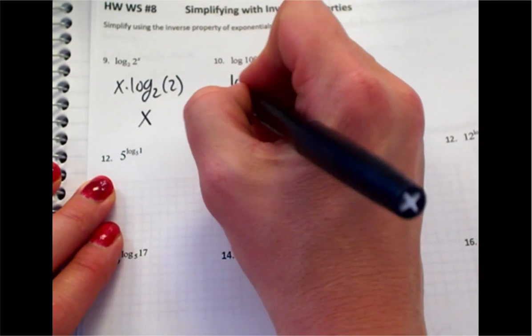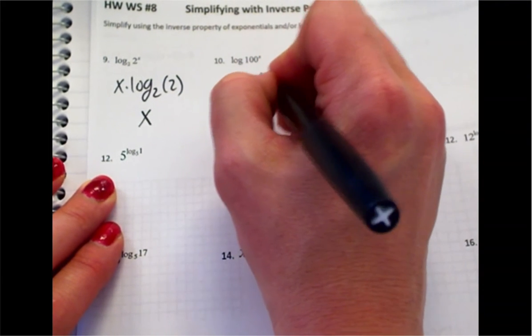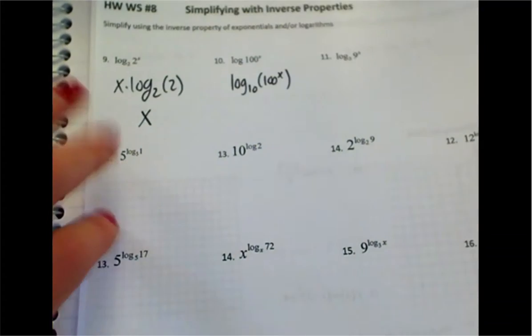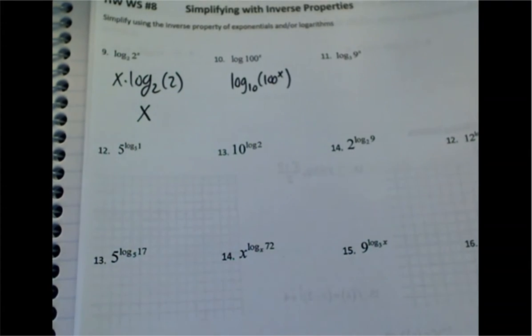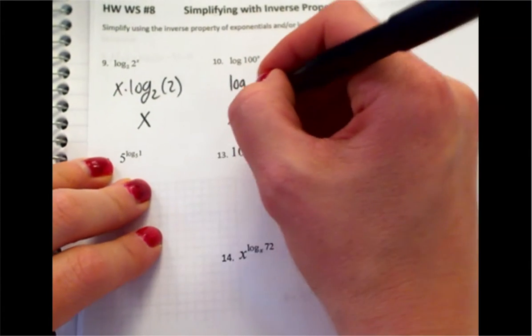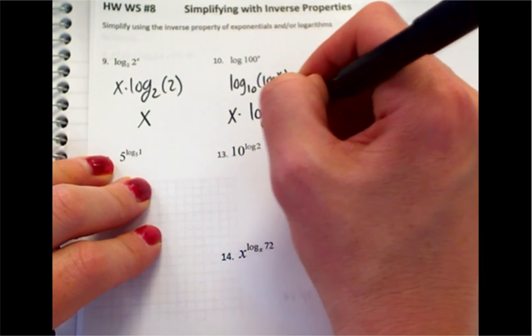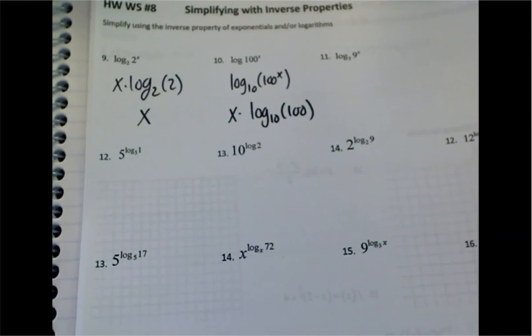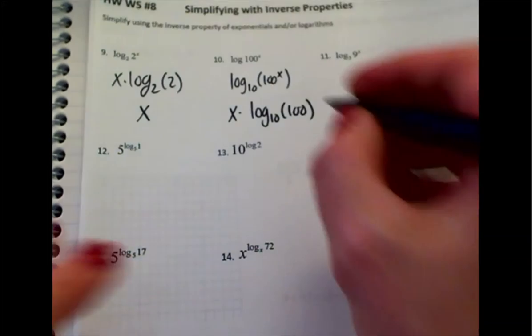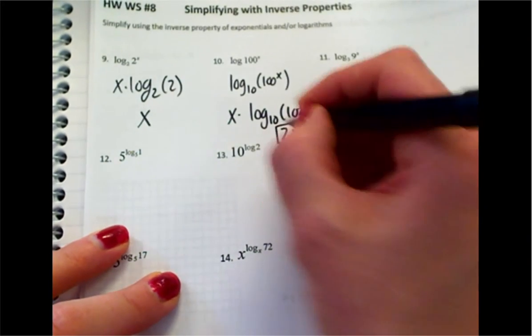Oh, yeah, common log is base 10. But these don't match. Okay? The exponent comes in front. Log base 10 of 100 is 2. So you get 2x.